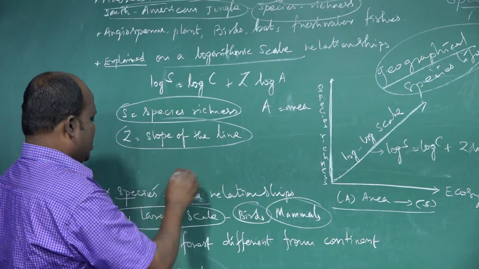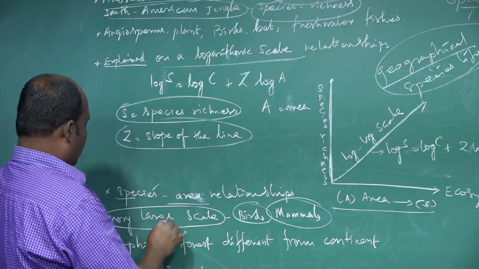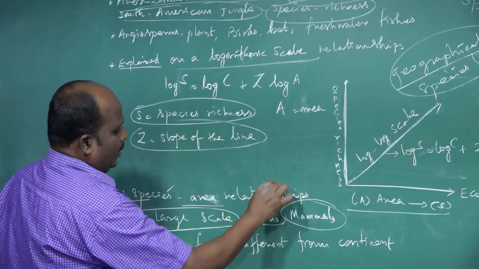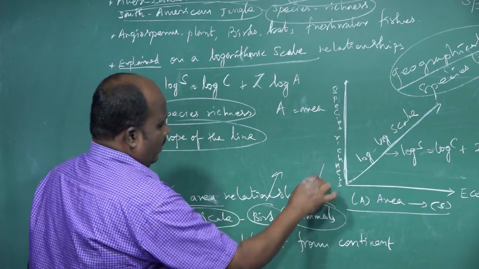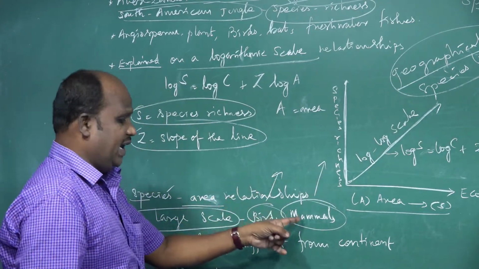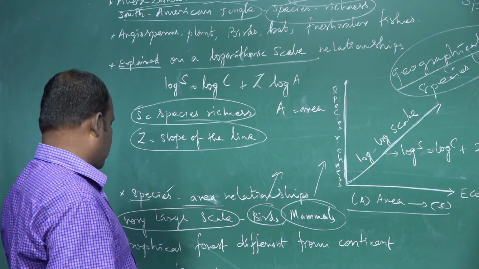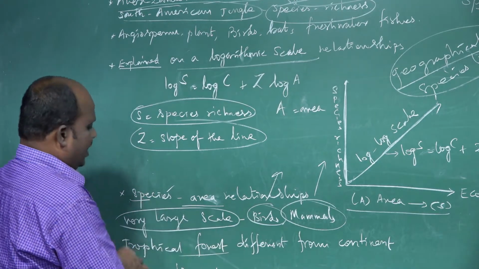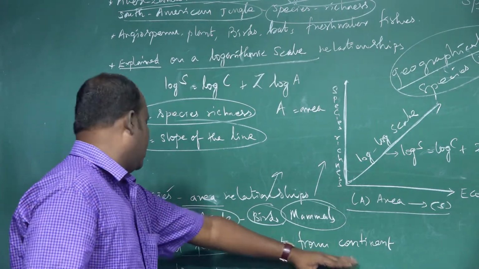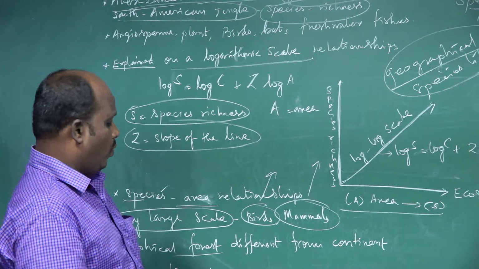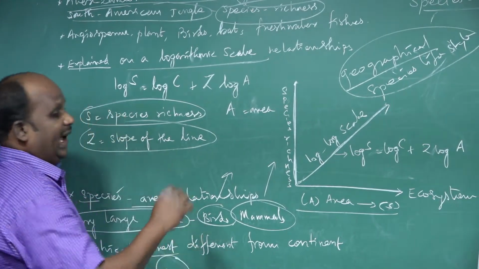So the species area relationship: one is that the large scale may increase through the increase in the bird population, and the mammal population may increase. Main result, both are coincident with the natural ecosystems. Next one, tropical forests differ from the continents in a steeper line, from the 1.5 for every years.